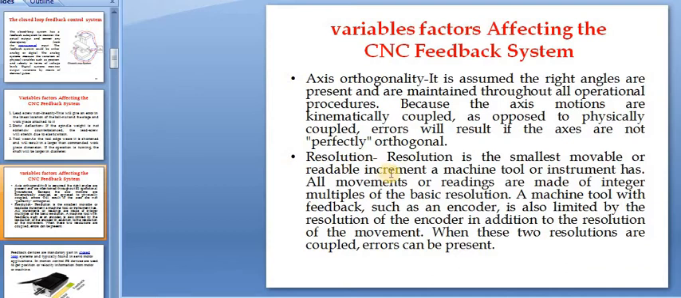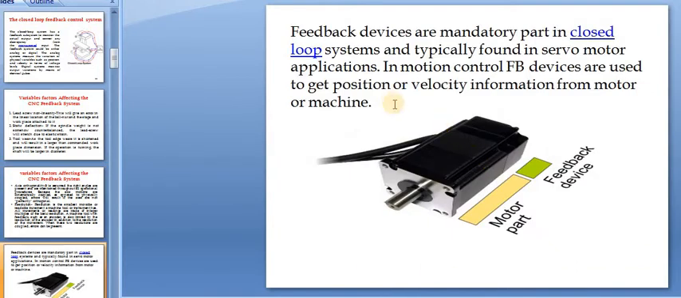Next is resolution. Resolution is the smallest movable or readable increment that a machine tool or instrument has. All movements or readings are made up of integer multiples of the basic resolution. A machine tool with feedback such as an encoder is also limited by the resolution of the encoder. In addition to the resolution of the movement, when these two resolutions are coupled, errors will be present.